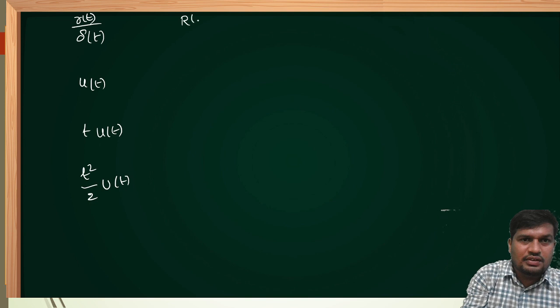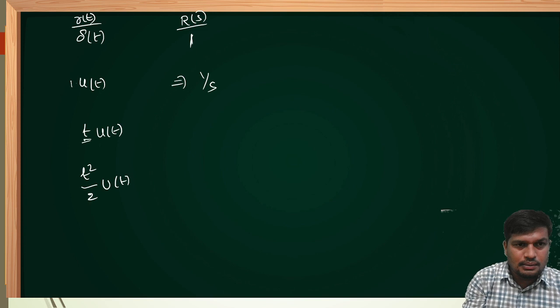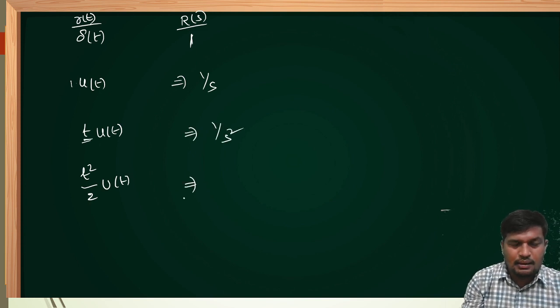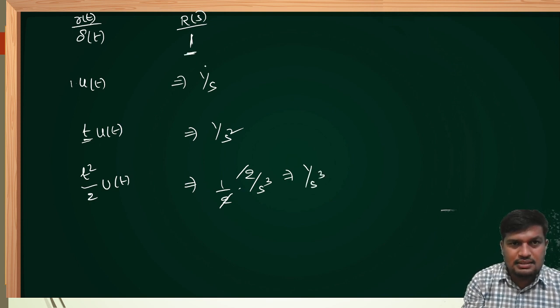Suppose you want to convert into the S domain, Laplace of R of t is R of S. Laplace of del of t, Laplace of impulse, is 1. Laplace of 1 into u of t, Laplace of 1, we already discussed, is 1 by s. Laplace of t is 1 by s square. Laplace of t square we already discussed, it is 2 by s cube, into 1 by 2, will be 1 by s cube.